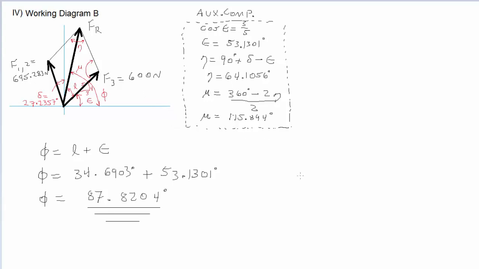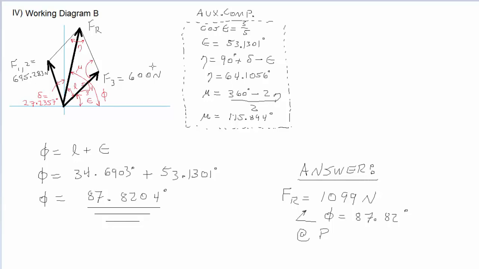All this information then goes in an answer box. I typically write my answer box at the bottom right of the page, but you can really write it wherever you want on that page. The answer is FR equals 1099 newtons up into the first quadrant at phi equals 87.82 degrees at point P. Remember, we labeled P at the beginning of the problem. The word answer gets underlined, and the whole answer goes inside of a box.